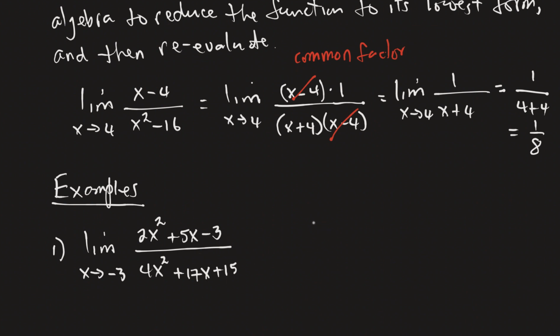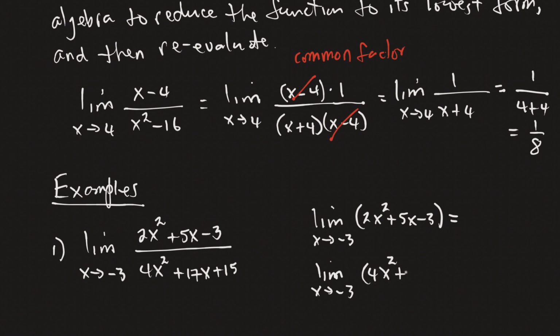Okay, so what I'm going to try to do on the side, I'm going to try to see, well, what do I get if I take the limit of the numerator separately? And then what am I going to get if I take the limit of the denominator separately? So 4x squared plus 17x plus 15. Now let's see. For the first limit, we're going to square this -3, so that becomes a positive 9 times 2. So that's 18. And then we have a minus 15 in the middle, and then a minus 3. So that's equal to 0.